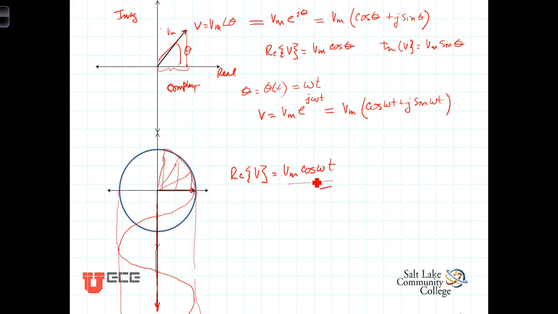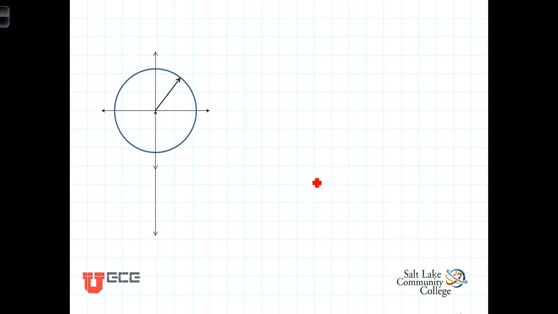Now this analysis assumed that theta started at 0 radians. Let's now take a look at what happens if we start our angle at not 0, but at some angle phi. In other words, theta at t equals 0 equals phi. First of all, we would then say that theta as a function of time is equal to omega t plus phi.